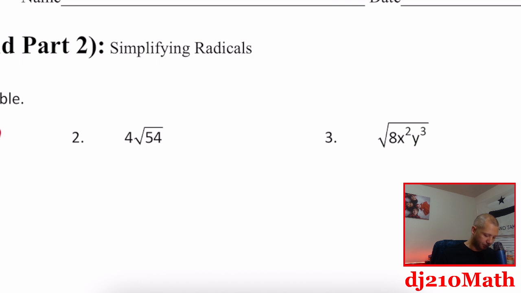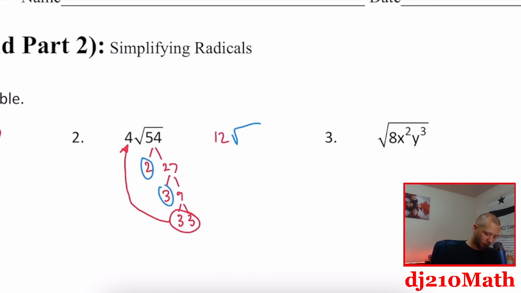All right. Number 2. Same idea. 54. We can do this 2, 26. That's not true. 27. And then 3 and 9. 9's 3 and 3. So here, the pair that's going to come out is a single 3. Right? And it's going to multiply against this 4. So 3 times 4 is 12. And then 2 and 3 are left over. So root 6. The leftover parts multiply.